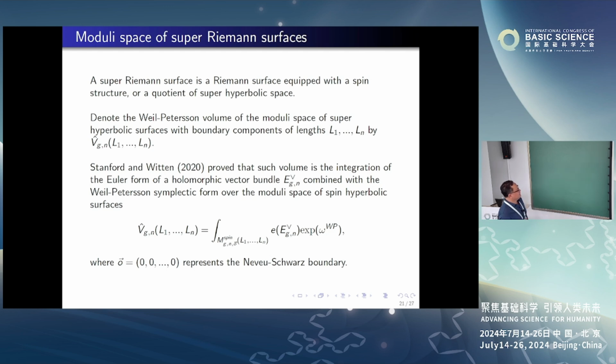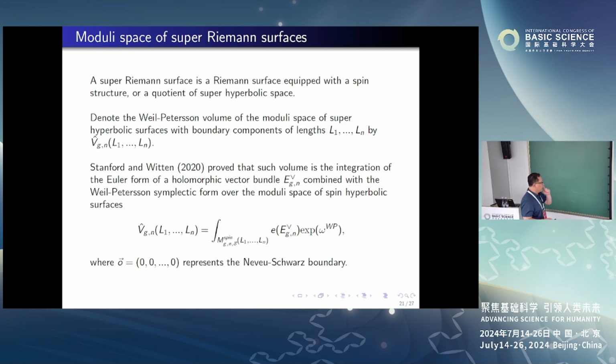So there's a natural L2 inner product, which is a symplectic form. You get a volume form, called the Weil-Petersson volume, and so you get a moduli space of super Riemann surfaces with boundary components of length L1, L2, ..., Ln. Again, the boundary is geodesics, so the geodesic length is uniquely determined, and you allow it to change.